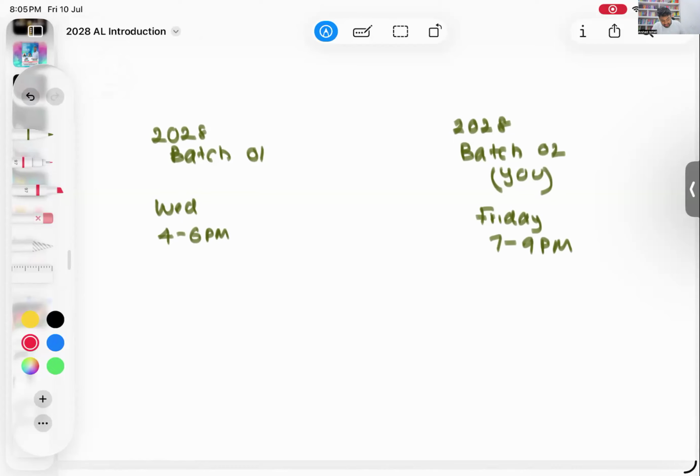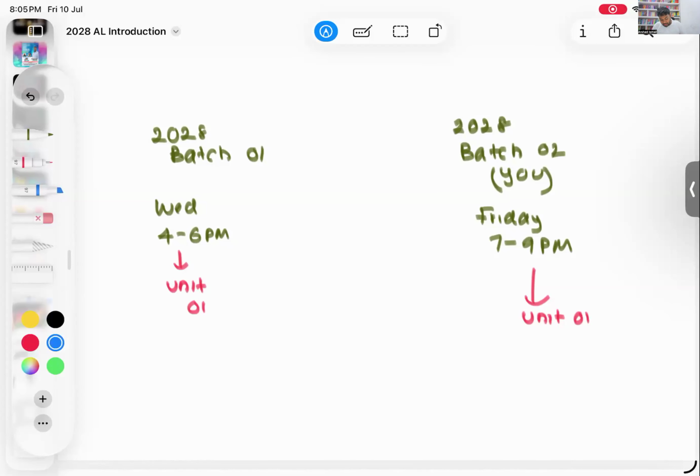Now, Friday 7 to 9, you will learn unit number 1. These people are still in the last part of unit number 1. Today, you all are going to start. They are in the last part. So they will learn unit number 1 Wednesday 4 to 6. You will learn unit number 1 Friday 7 to 9. You all are in different parts.